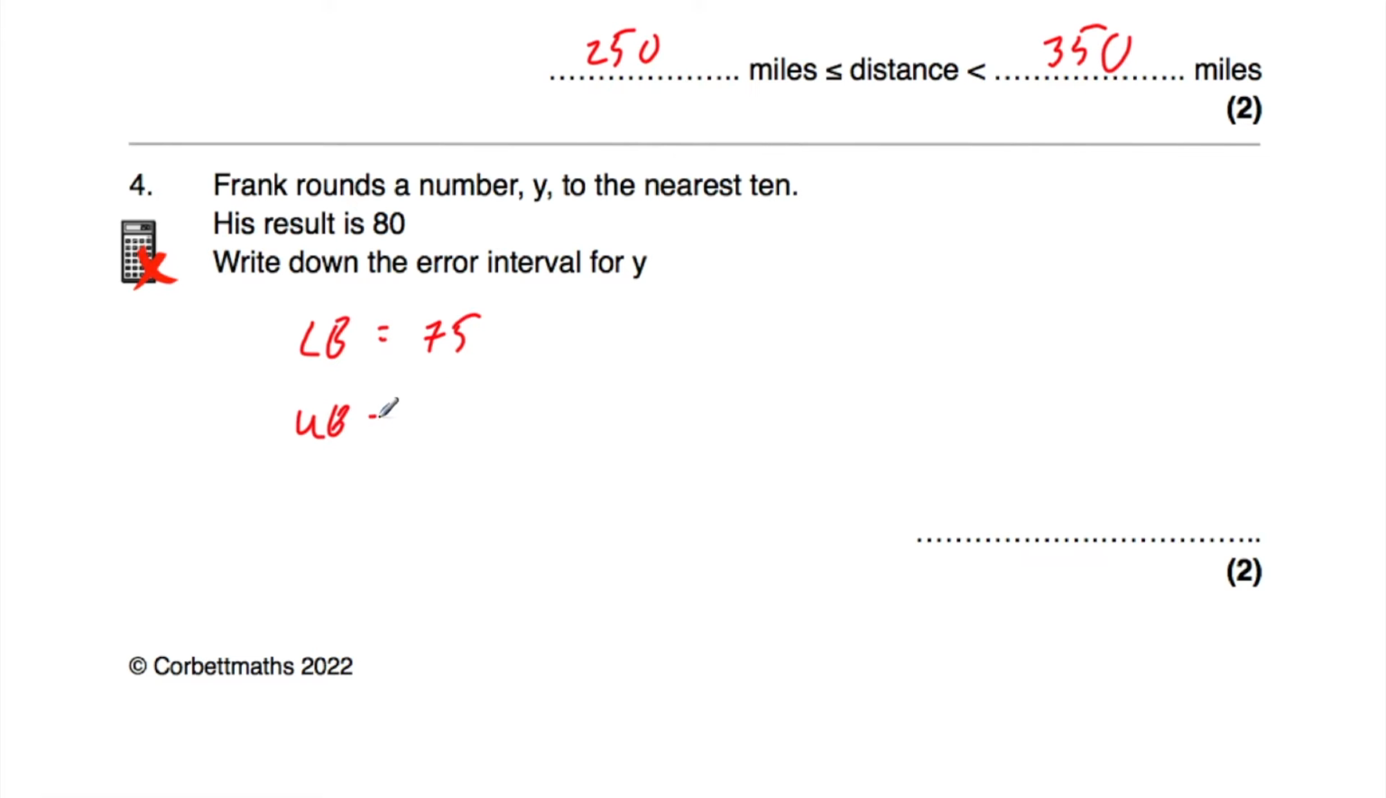And then in terms of the upper bound, let's consider the numbers in the 80s that would round down to 80 to the nearest 10. That'll be anything up to, but not including 85. So that'll be our upper boundary, 85. So let's now write that as an error interval.